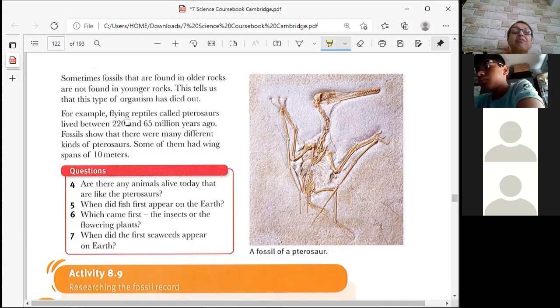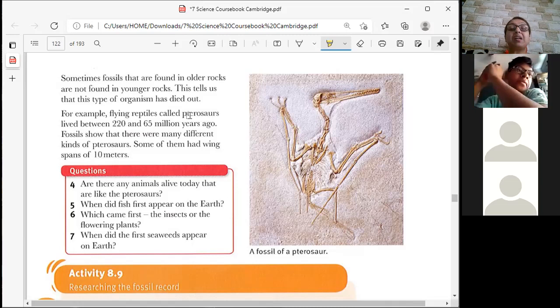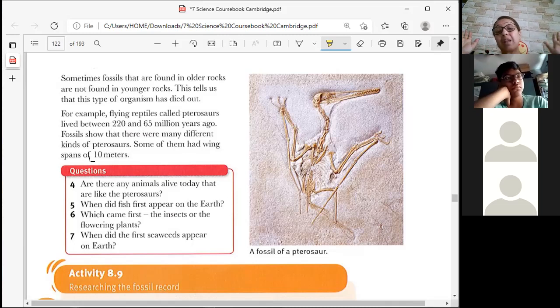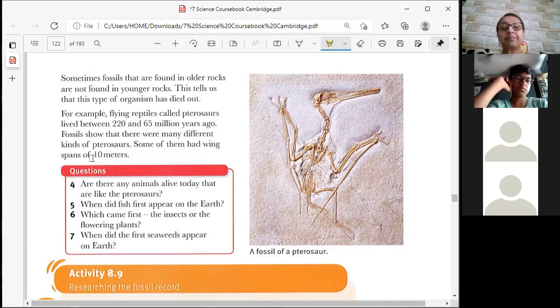For example, flying reptiles. Pterosaurs lived between 220 to 65 million years ago. Fossils show that there were many different kinds of pterosaurs. Some of them had a wingspan of 10 meters. Wingspan means when they would spread their wings, it would go up to 10 meters. Such huge they were, taller than an average man.